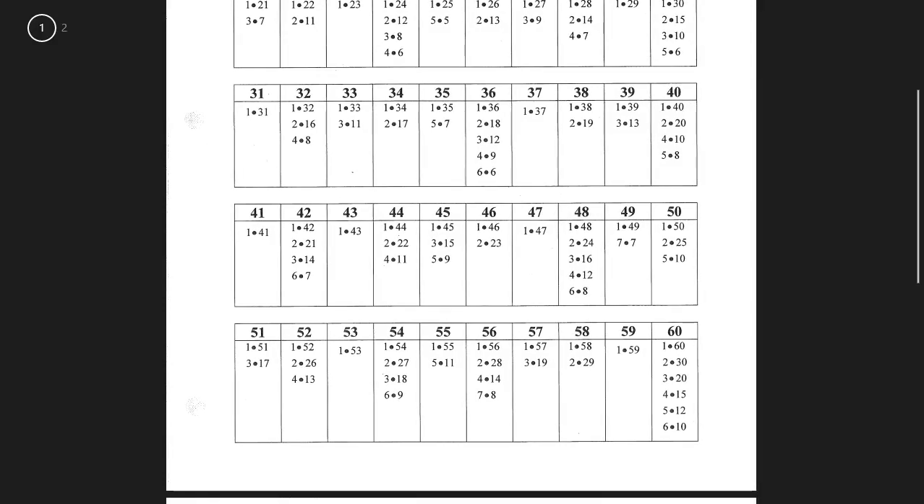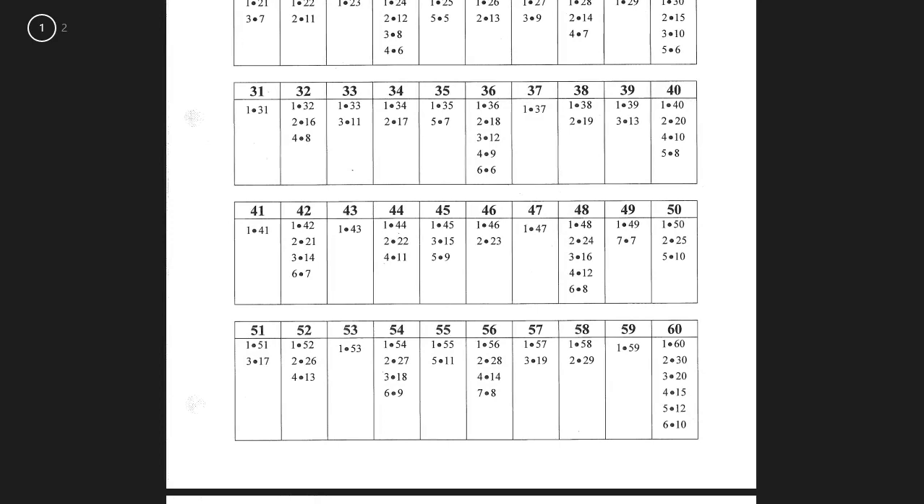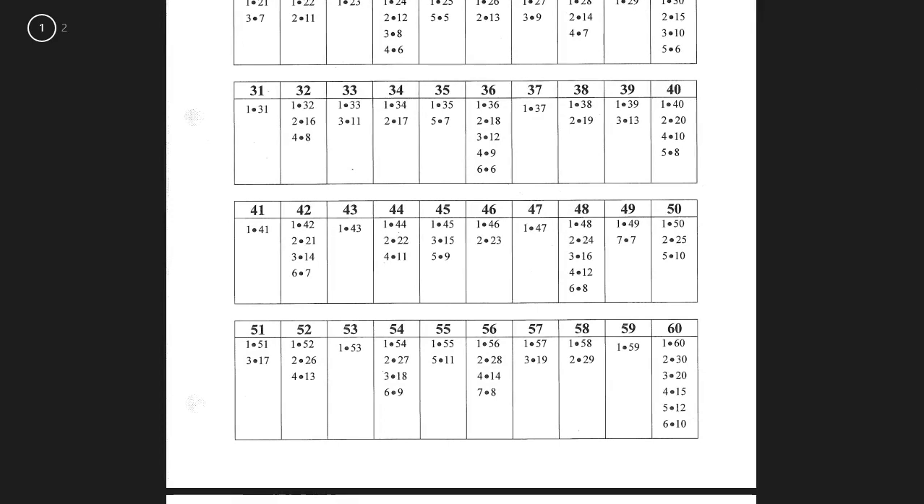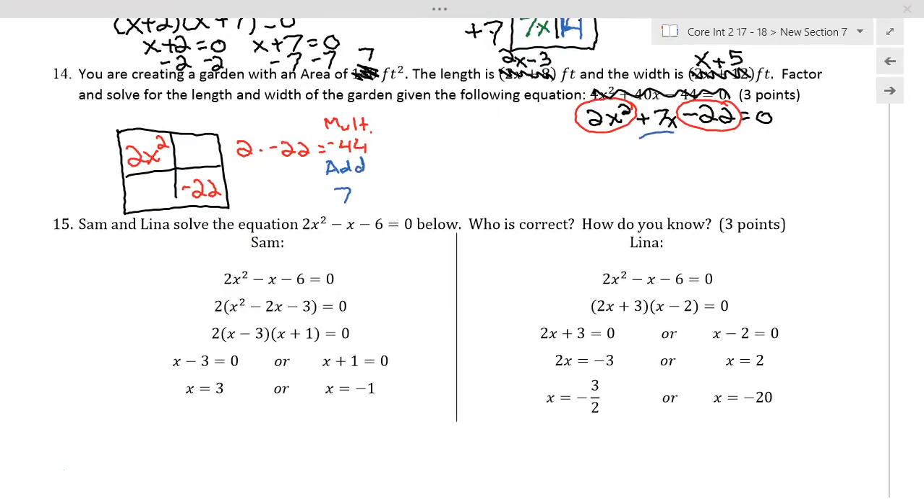Well, 1 and 44, adding is 45, subtracting is 43. 2 and 22, adding is 24, subtracting is 20. 4 and 11, adding is 15, subtracting is 7. That's what we want. Okay, so now you can decide which one's positive and which one's negative. Well, you'll see if 11 is positive and 4 is negative, you get positive 7. So we want positive 11x and negative 4x.